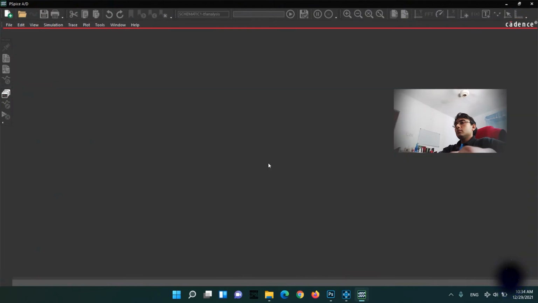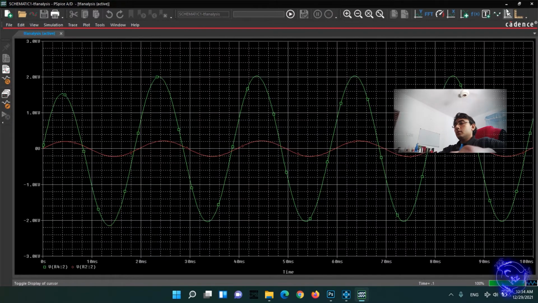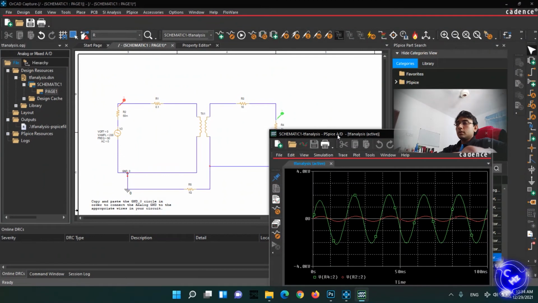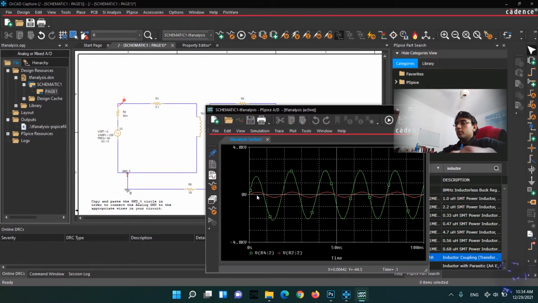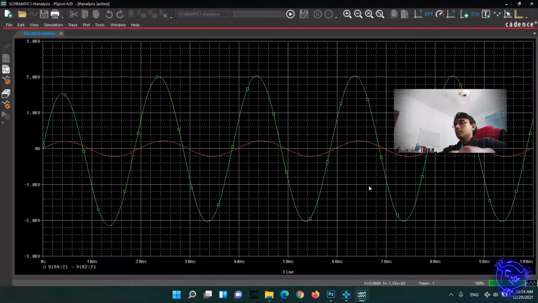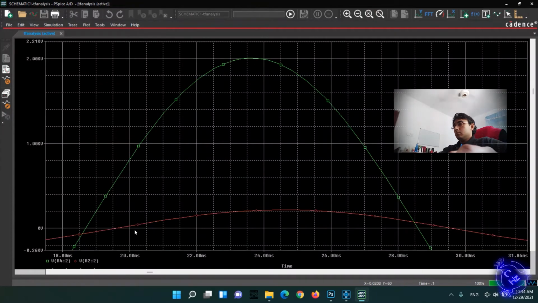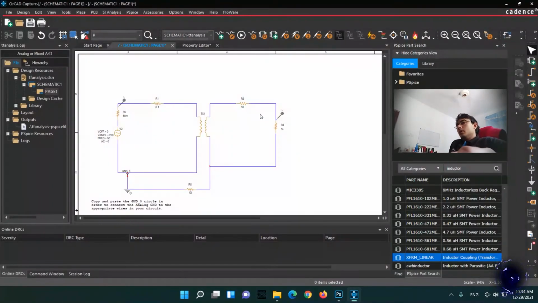Right, so the red color is my input waveform and the green color is my output waveform. Yes, this is a step-up transformer. How much? Input is nearly 100 volts, isn't it? No, 230 volts, yes, nearly, and output is 2000 volts. Yeah, 10 times step up.